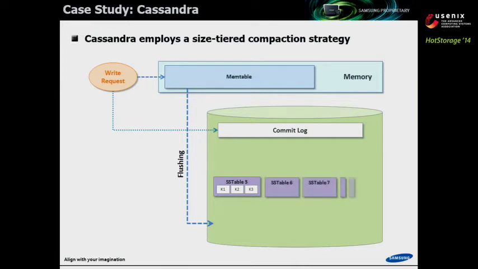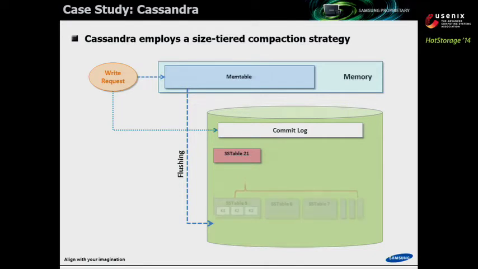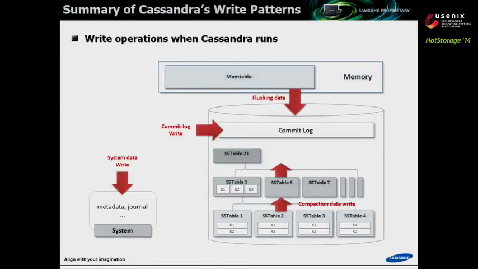So this is the size-tiered compaction strategy of Cassandra. We take into account how data are created and destroyed in Cassandra when we map data into a stream. This figure shows the write operations when Cassandra runs. When the OS runs, it writes something, such as metadata in the journal. And Cassandra writes flushing data, commit log data, and the compaction data. We map each write operation to a different stream because we think each write operation has a similar data lifetime.